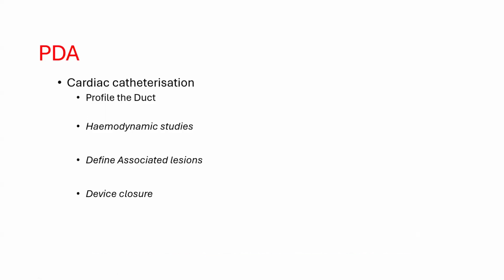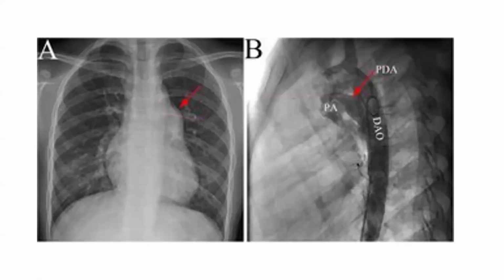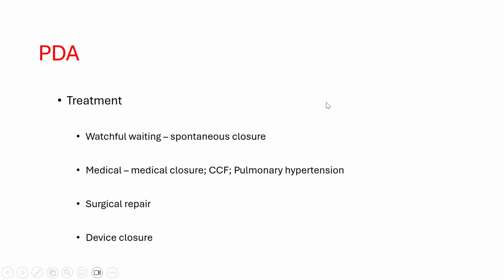In the cath lab, we profile the duct, do hemodynamic studies, define other lesions, and then you can close the defect. So I already showed you the image, the B image, which is an angiography, and the aortogram. Okay, this is a lateral view aortogram, and then we can see the descending aorta, the ampulla of the duct, which narrows down to connect to the pulmonary artery.